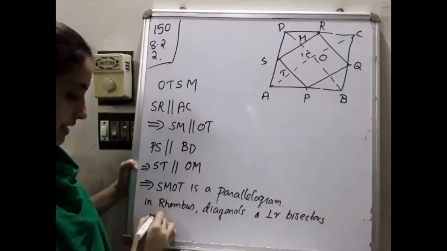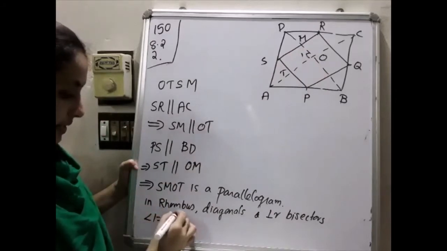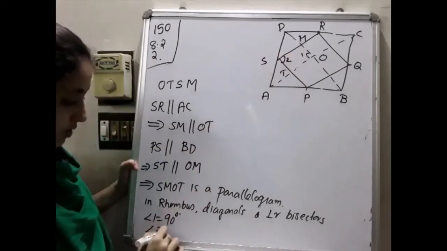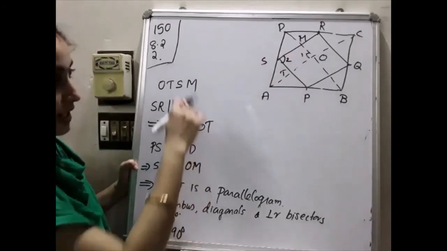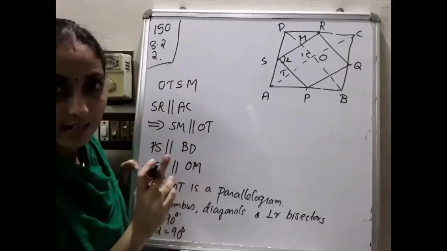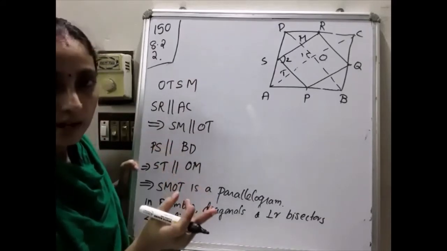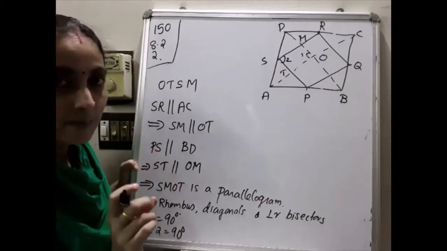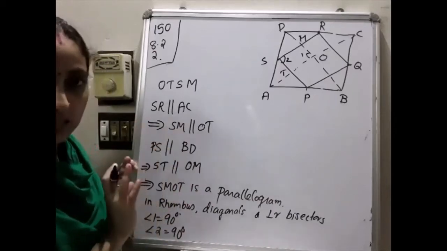So angle 1 is equal to 90 degrees. Also I will mark this as angle 2. So you can write angle 2 is equal to 90 degrees. Why? Because already that is a parallelogram and the opposite sides are equal. If the opposite sides of a quadrilateral are equal, then it is a parallelogram. That also we studied.